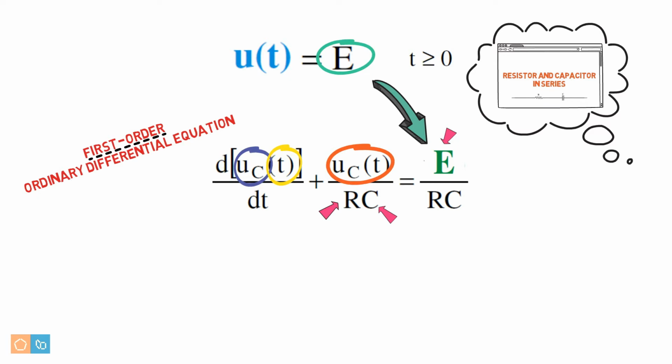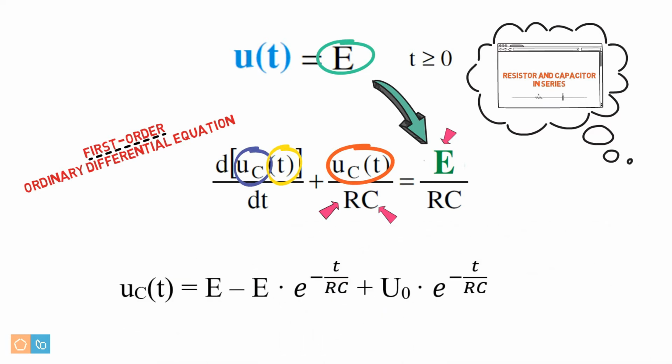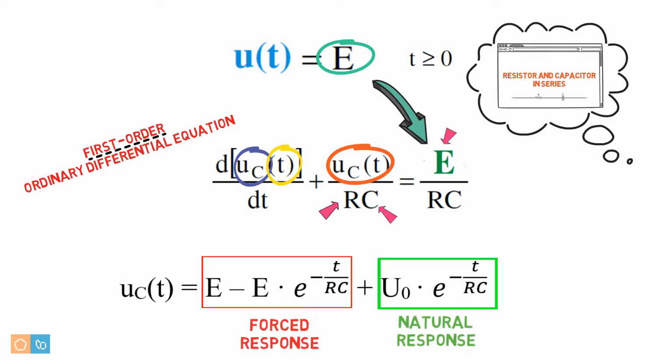The solution to this equation is the following expression. We can see that this solution equals the sum of the forced response and the natural response of the first-order RC circuit. Both are explained in other videos in this collection. Be aware that this solution is obtained through the Laplace transform.